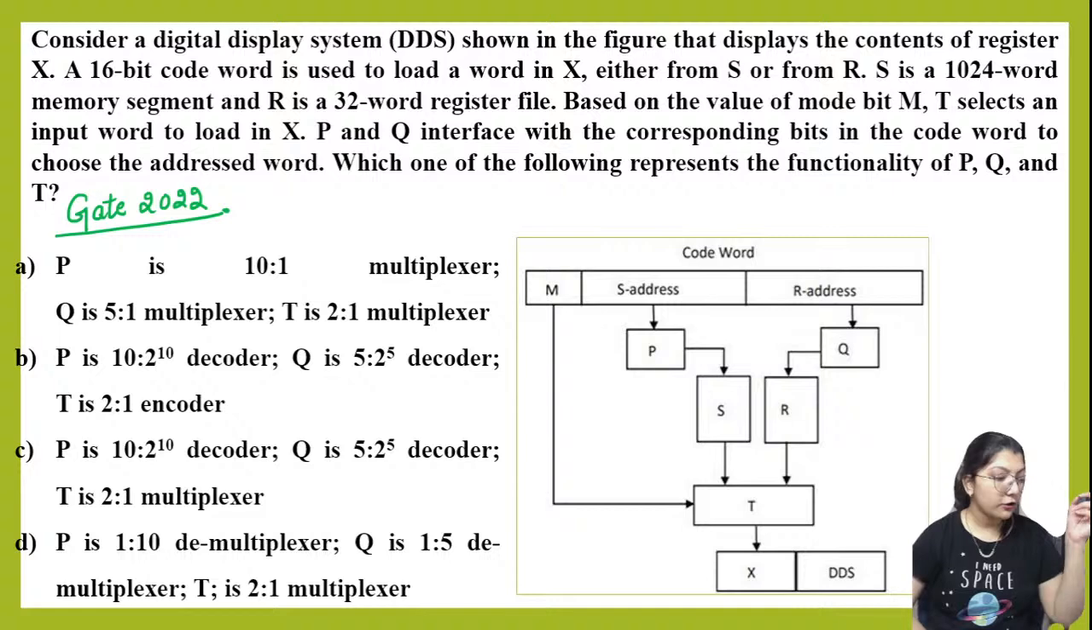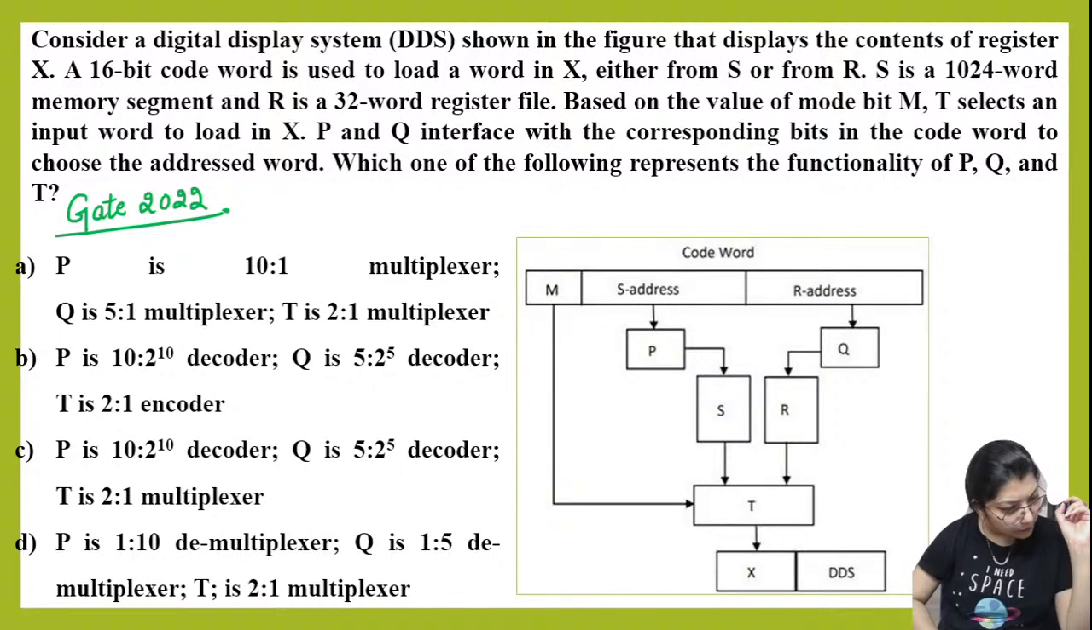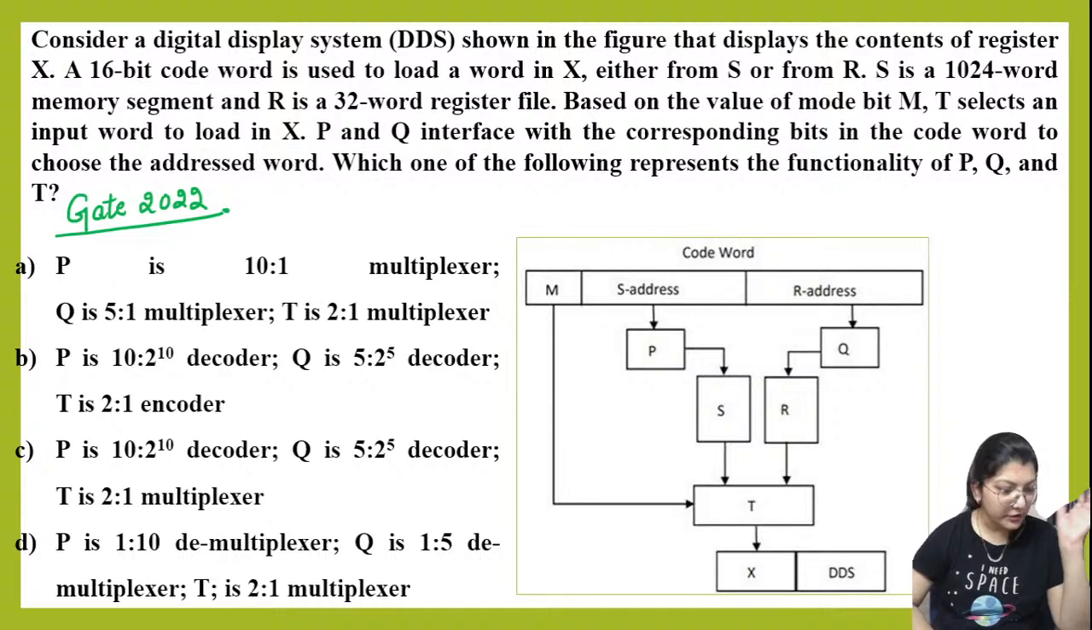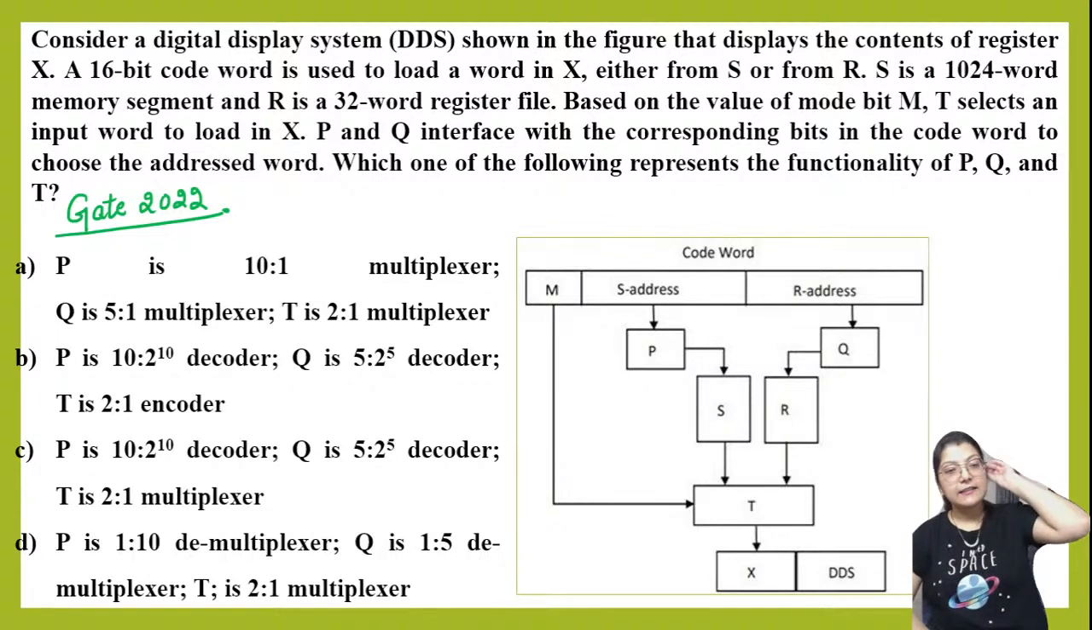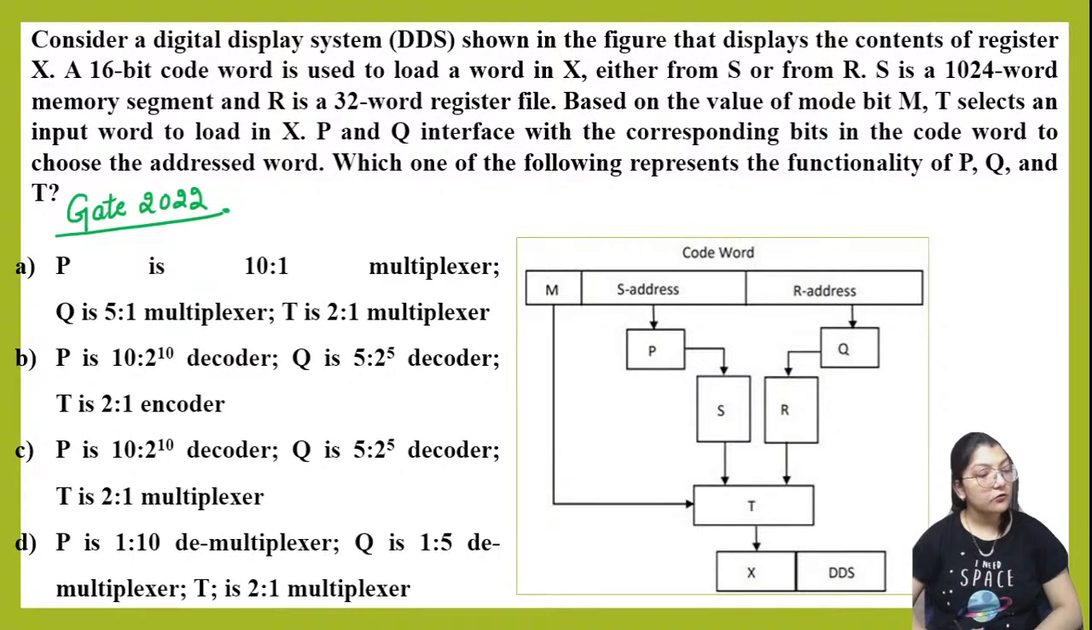One answer has already come. I don't know how to pronounce this, love parrot or what is this word. So one answer has come, that is option number C. Others also try, and do try questions. It doesn't matter whether answers are coming or not. You have to try questions. Okay.